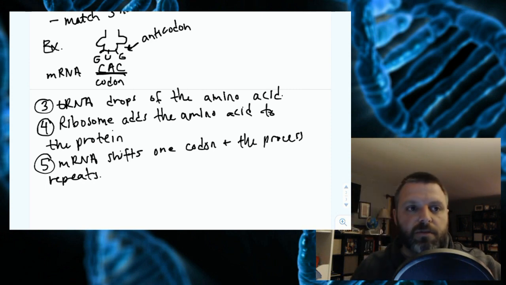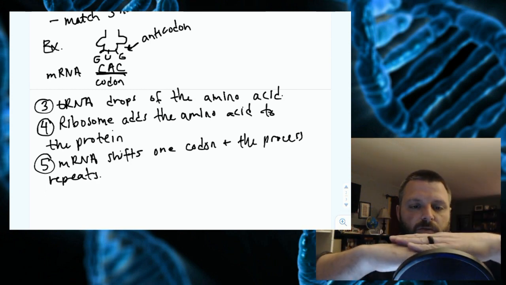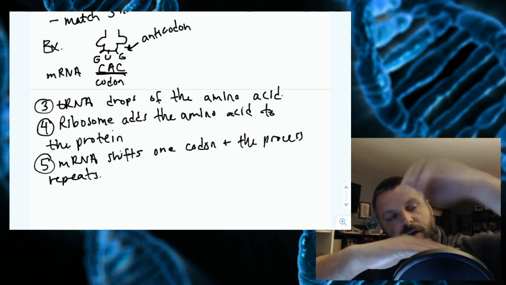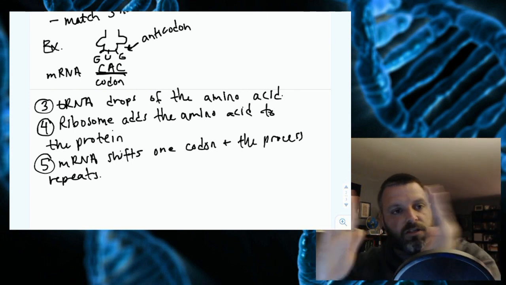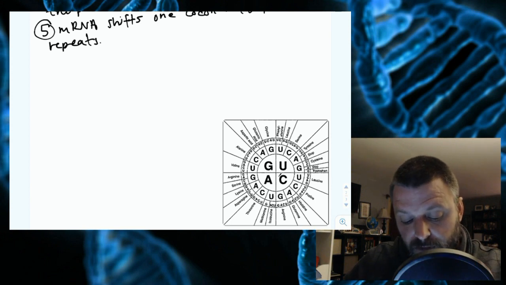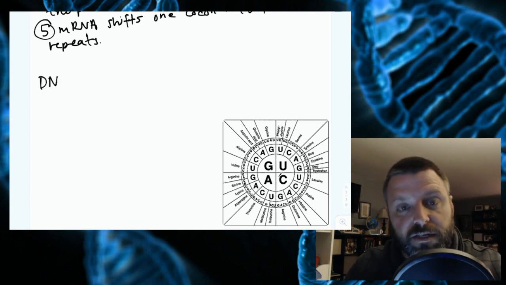Okay, so what happens is you have the mRNA coming in, it gets grabbed by the ribosome, the tRNA anticodon matches up with the mRNA codon, drops off an amino acid, then everything shifts over, kind of like an old-fashioned typewriter, if you've ever seen that in the old movies. So here's how this process works. Here's what you guys are going to be expected to do.